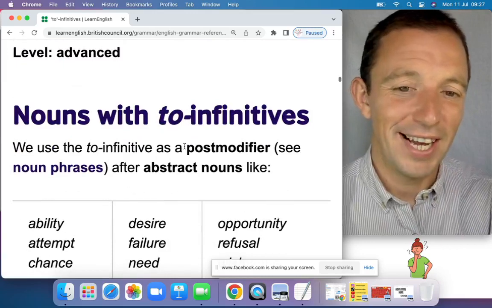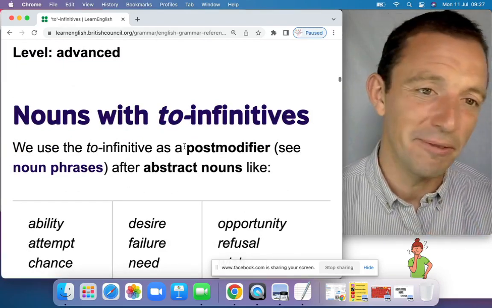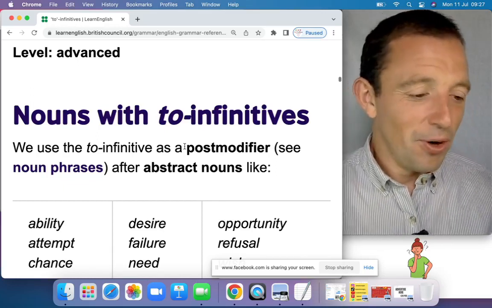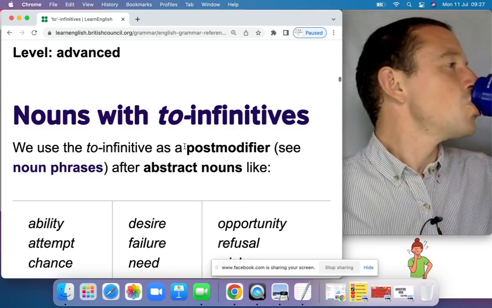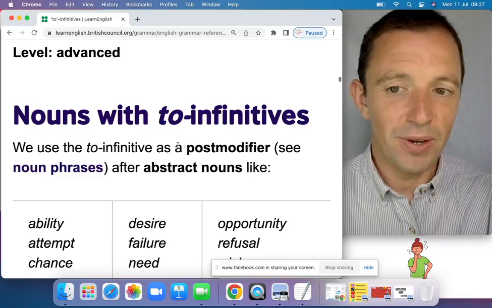So let's move to the next part of today's lesson. And again, it's very difficult because we have a lot of information today. A lot. But at the same time, it's very important. So again, a little drink of water to keep me awake. And let's go. So level advanced.